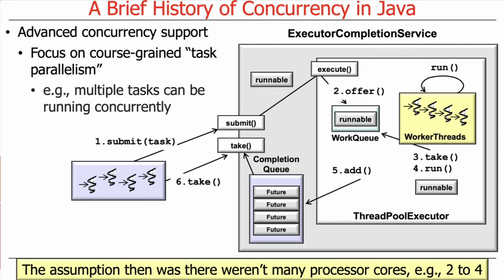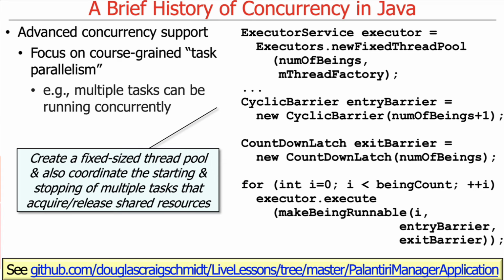Back in the 2004-ish timeframe when this was first released, there weren't very many cores on multi-core processors. Two cores was pretty typical. If you had two cores in 2004, you were doing pretty well. If you were really cool, you had four cores. That was a big deal. But the point was there weren't a lot of cores, so things were focusing on so-called coarse-grained task parallelism. We'll talk later about fine-grained task parallelism.